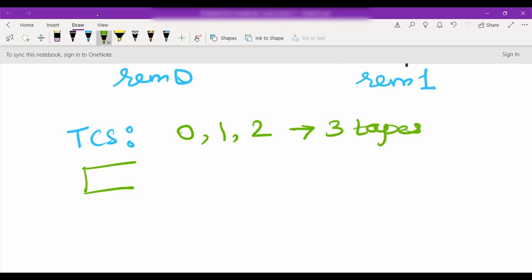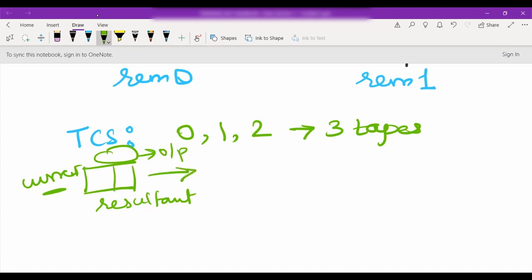Okay, now what are the tapes? Here we are going to write the current state. Here we are going to write the resultant state. And here on the top we are going to write the output. Okay, and this state is open at the right hand side, and each time we are going to consider only one bit at a time.